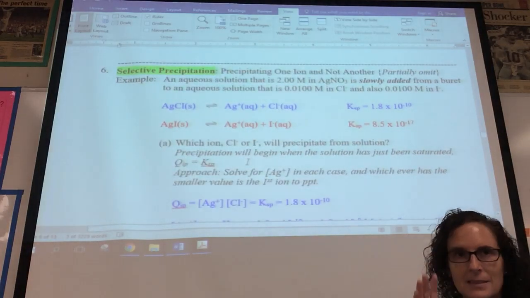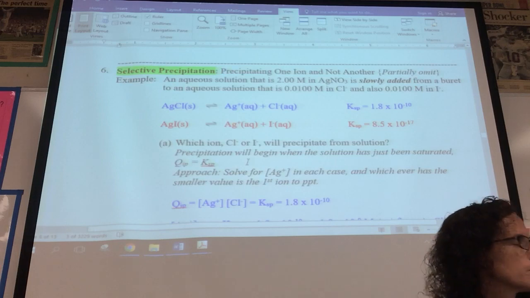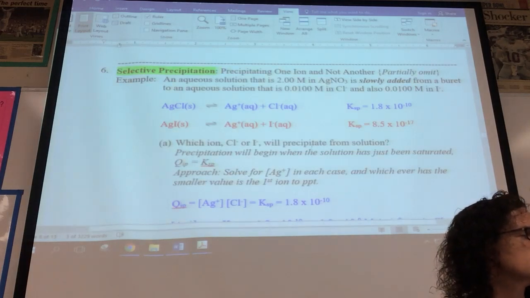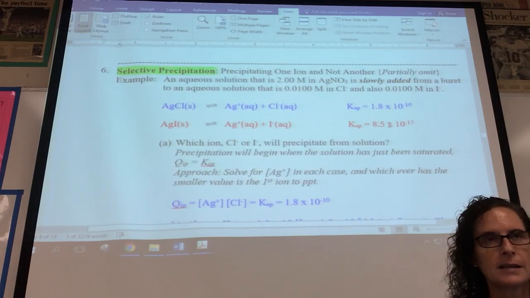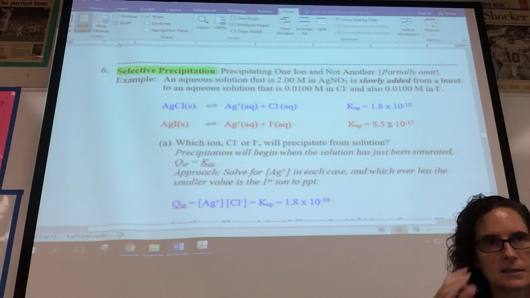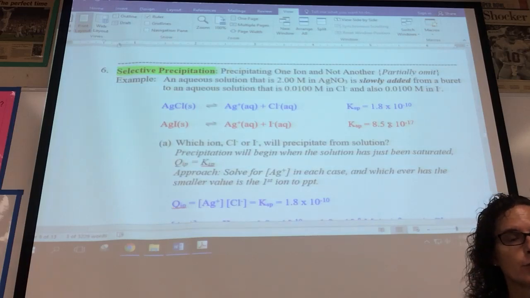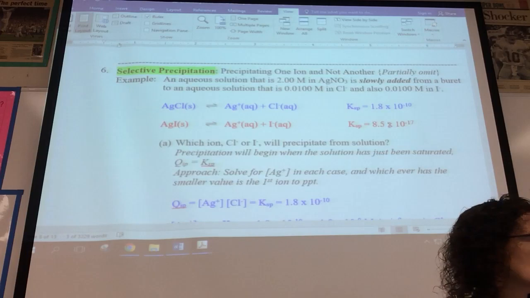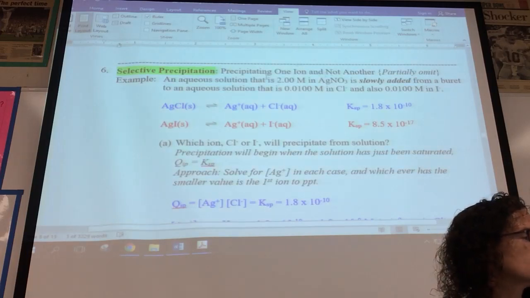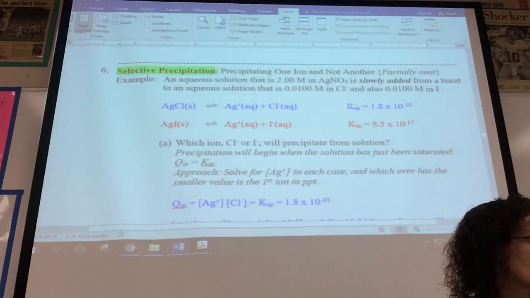We're going to focus on selective precipitation. This is when you precipitate one ion and not the other. Now I wrote partially omit here. Some of it is still asked. Just the first part, which is the easiest part. When it gets very convoluted, that you don't need to know, so we're going to keep it really simple. With selective precipitation, you want to precipitate one ion, not the other.